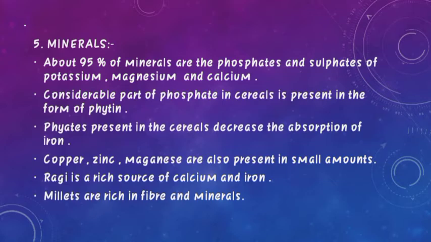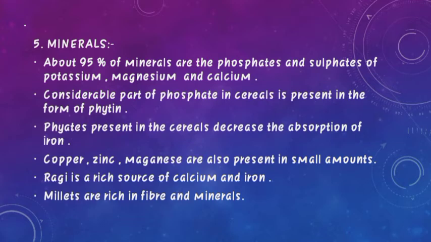Next, minerals. About 95% of minerals are phosphates and sulfates of potassium, magnesium, and calcium. A considerable part of phosphate in cereals is present in the form of phytins. Phytates present in the cereals decrease the absorption of iron. We know phytates as anti-nutritional factors. Why do they reduce the absorption of iron?